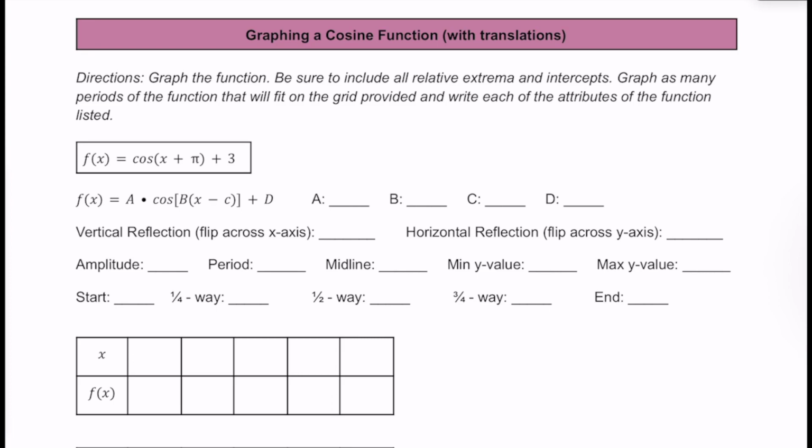Let's get started. The function we're dealing with here is f of x is equal to cosine of the quantity of x plus pi, plus 3. Let's see how this fits into our general formula for cosine functions. And we'll start by identifying our a, b, c, and d values.